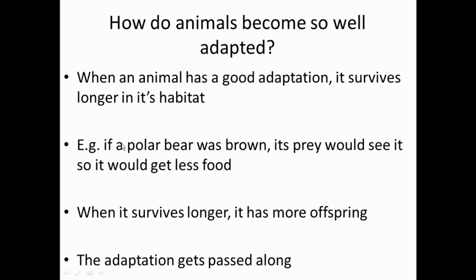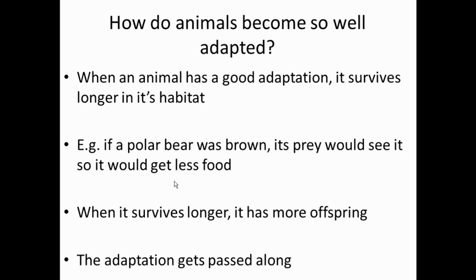So I've got that example here. If the polar bear was brown, its prey would see it, so it would get less food. So the fact that it's white means that it's camouflaged, it can get more food. Because it's got more food, it's surviving longer. And when it survives longer, it can have more offspring, okay? It can reproduce more. And that adaptation gets passed on.